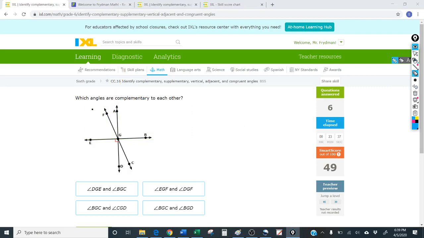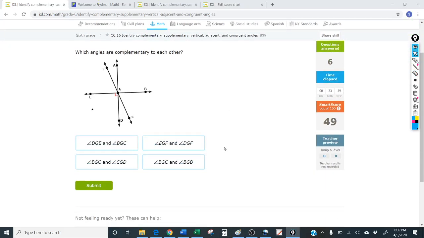Which angles are complementary to each other? Let's see here. So we have DGE and BGC.